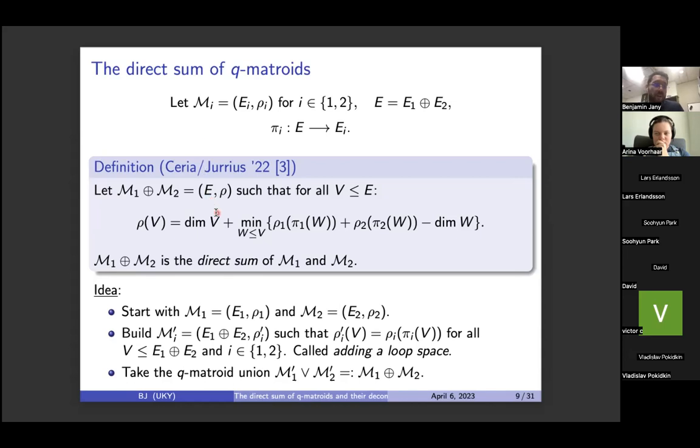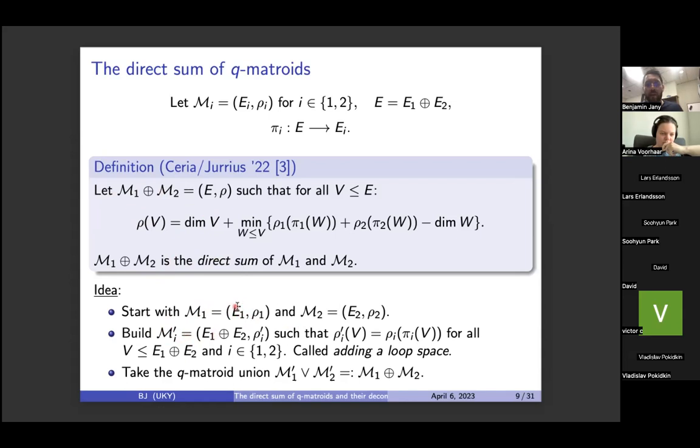So this definition, okay, they gave a definition. What was their idea, and why did they call that the direct sum of q-matroids, right? So the idea behind how they got this construction is the following. They started with two q-matroids, M1 and M2, and then defined intermediate q-matroids, M_i prime, which we defined for both M1 and M2. So let's look at, for example, M1 prime. How do we define that?